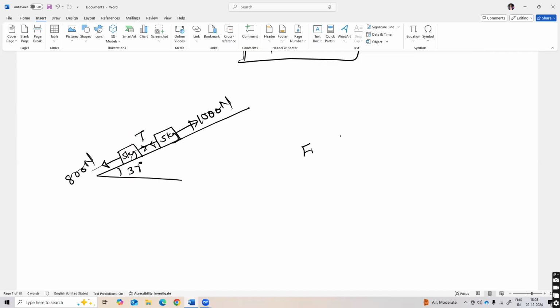So now find out, first one is acceleration of the system and then tension. Okay. This is the question for you. Just try to solve it as soon as possible. Both masses are 5 kg. Force towards the right side is 1000 Newton. Towards left side it is 800 Newton. So please try to solve this question.